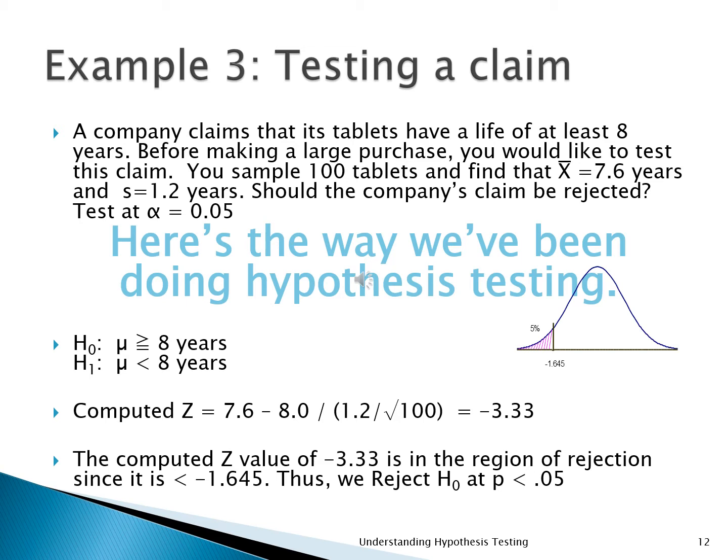We take the sample evidence, convert it into a z-score. We ended up with minus 3.33. Our critical value was minus 1.645. And we reject H0 at the probability less than .05 level. This is the way you've been taught to do it. It's good. It works. And your conclusion is reject H0, and you're not going to buy these tablets from this company. You're going to say there's no way these tablets have an average life of 8 years given your sample evidence.